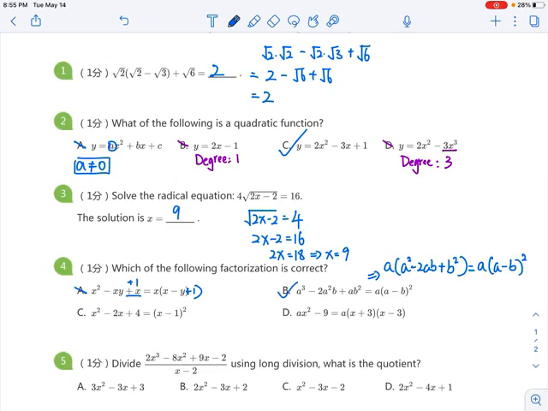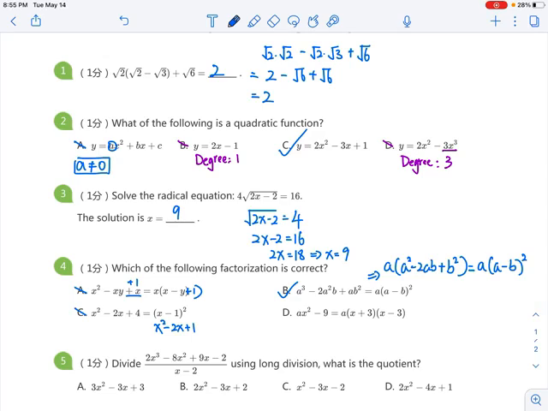And for choice C, we have x squared minus 2x plus 4. In this case, if you want to factorize this, you shouldn't have any way to do so. But if you take a look at the expression for (x minus 1) squared, you will have x squared minus 2x plus 1. And clearly these two expressions are not the same. So we know choice C is wrong.